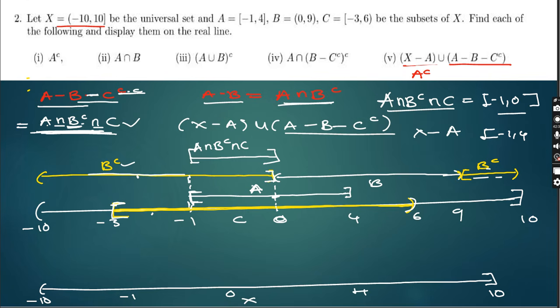What is our X minus A? First, we are going to draw our set A there. This is our set A, guys. What is our X minus A? It means remove set A from X, which is the universal set, so that our X minus A is the same as that A complement we drew.